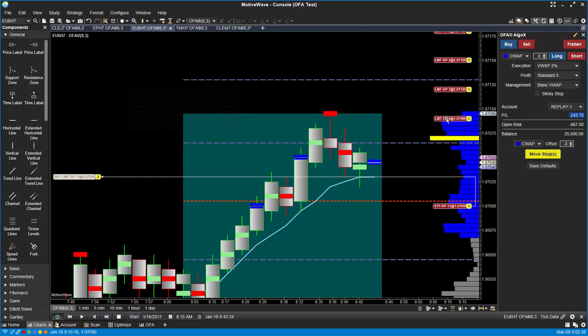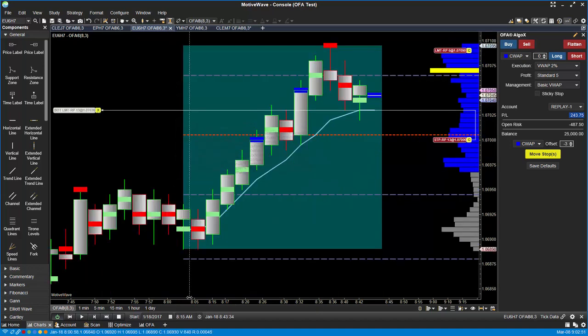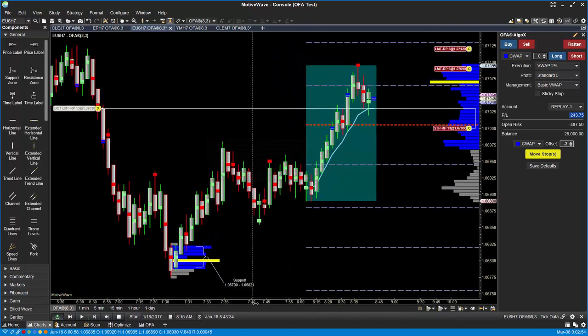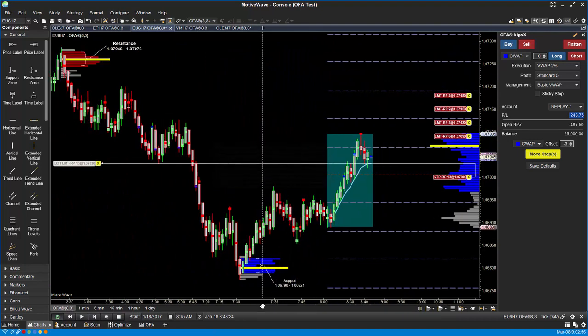We have an order here at a 2-to-1 multiple. So this is a 6-tick risk. We have a 12-tick target. Then we have a 3-to-1 target, a 4-to-1 target, and a 5-to-1 target. Well, we know that if this is indeed a trend, we had already isolated where we think the market's going to trade to, right?